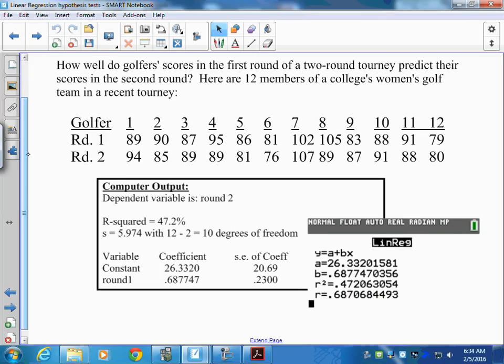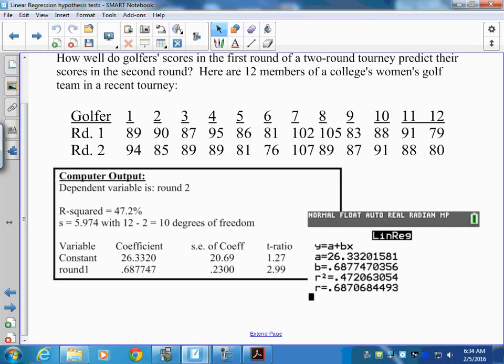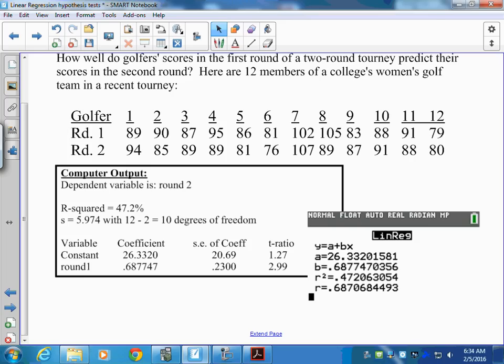We're going right back to our example from the confidence interval lesson. We've got the 12 members of the college women's golf team. We've got their first round and second round scores, and we're making a prediction model of whether the first round score can predict the second round score. Once again, we've got our two models that give us the values we're looking for: the calculator output from a TI-84 for the linear regression, and the computer output, where we can see the same values.